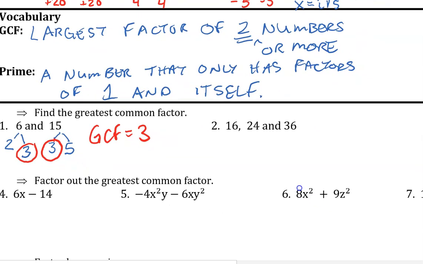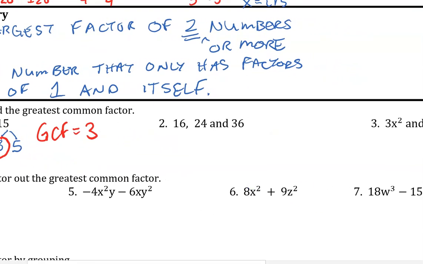Between 16, 24, and 36. So again, 16, we'll start off with 2, which is prime, and that leaves me with 8 when I divide 16 by 2. 8 has factors of 2 and 4. 4 has factors of 2 and 2. So these are the prime factors for 16. 24 is 2 times 12. 12 is 2 times 6. 6 is 2 times 3.